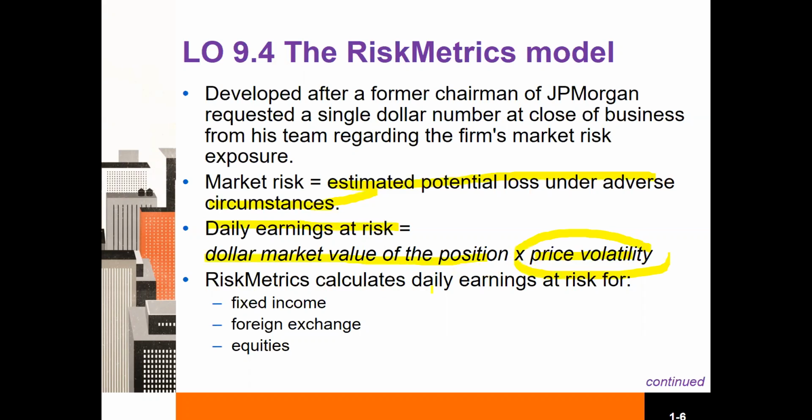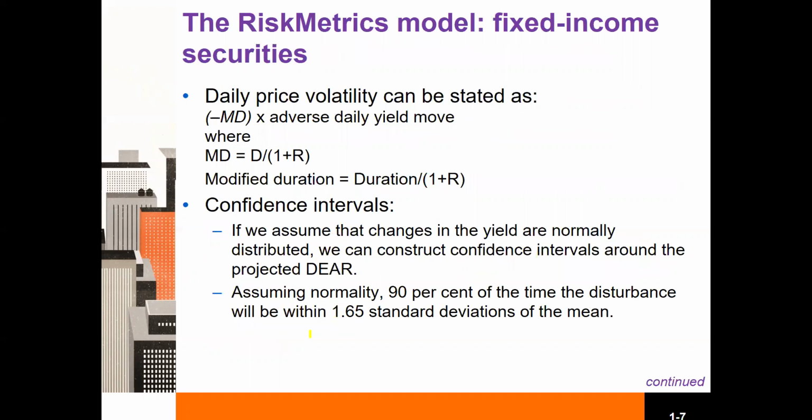Now, RiskMetrics models calculate daily earnings at risk for different components of a portfolio. Here we are considering a portfolio that includes fixed income securities, foreign exchange, as well as equities. We will calculate the daily earnings at risk for each of these components: fixed income, foreign exchange, and equity. Then we will aggregate them to find the total market risk for the financial institution.